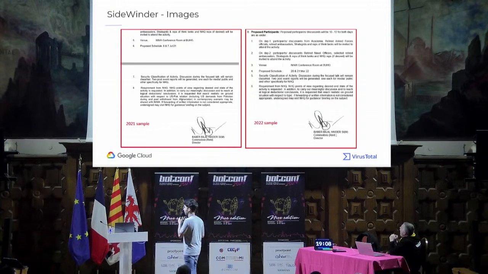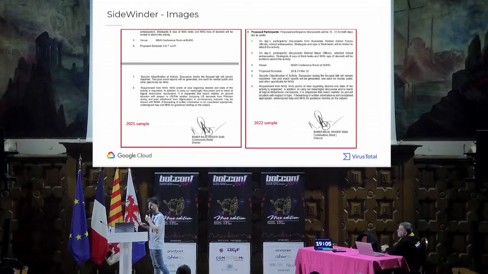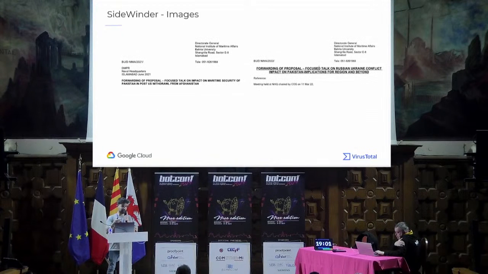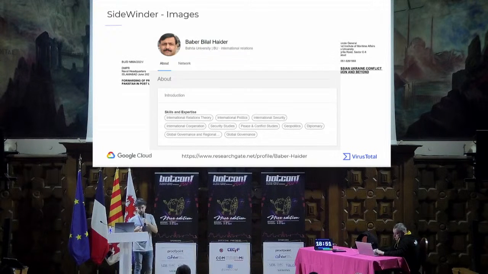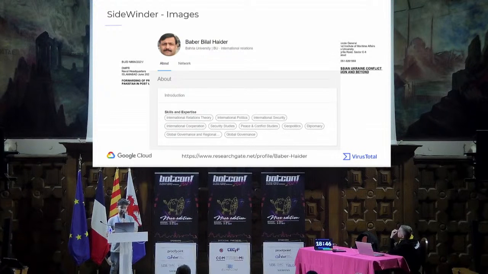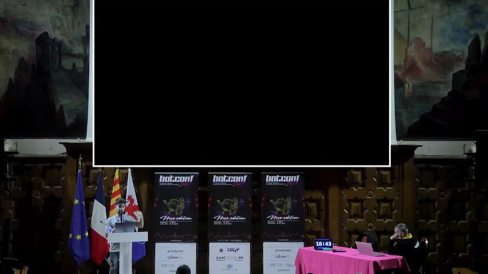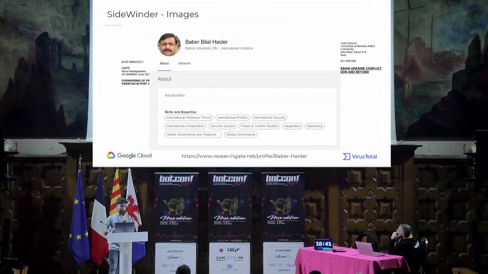So this is another example just to show you how this research can be used on your daily basis. This is the header of the same documents, and the signature in this case was related to a Barber Villar header, which is, let's say, somebody from, I don't know exactly where, but it's related to international relations. And these documents related to Sidewinder were targeting, if I'm not mistaken, the Pakistan government, which is one of the countries this APT focuses on.